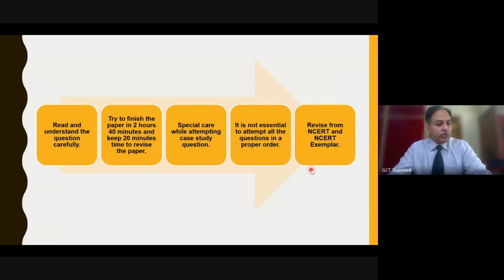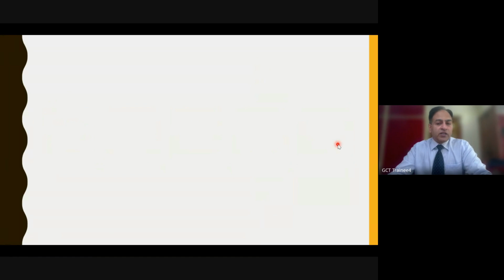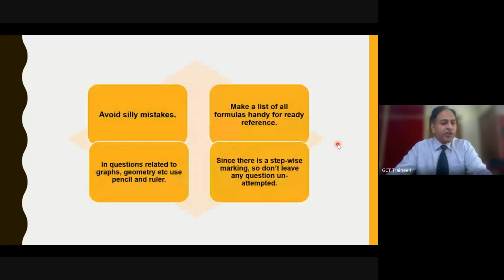Read and understand the question carefully. ये बता दिया. Special care while attempting the case study based question और ज़्यादा time do not waste on that. It is not essential to attempt all the questions in the proper order. It hardly matter. But yes, if you are starting with section C, try to have all the questions of section C solved in one go. Revise from NCERT and exemplar, and of course the specific assignments being prepared by you.